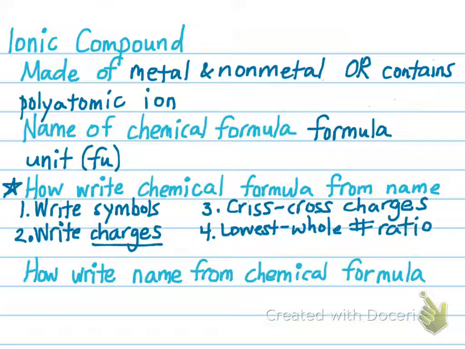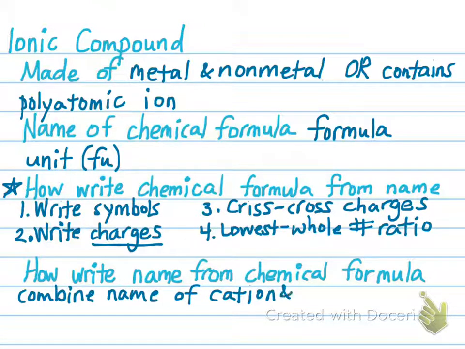Because again, I'm pretty picky about this. I pretty much always am going to give you the name and ask you to write the chemical formula from the name. Your textbook's a little nicer about it than I am, okay? But if it's me, I'm going to ask you to write that name. And then again, we won't do it as often that we have to write the name from the chemical formula, but generically we say that we combine the name of the cation and the anion.